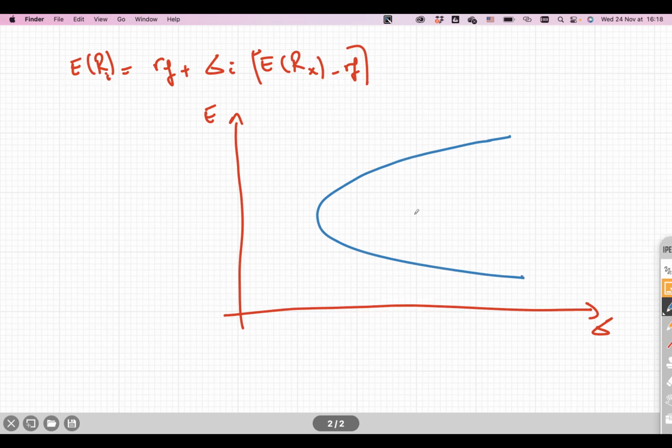Now, we look to find the best feasible portfolio, which maximizes ER Y minus RF divided by sigma Y. This is what we call the Sharpe ratio. The Sharpe ratio is what we call the reward to volatility, or risk reward. On the numerator, you have the excess return of the portfolio Y compared to the risk-free asset.